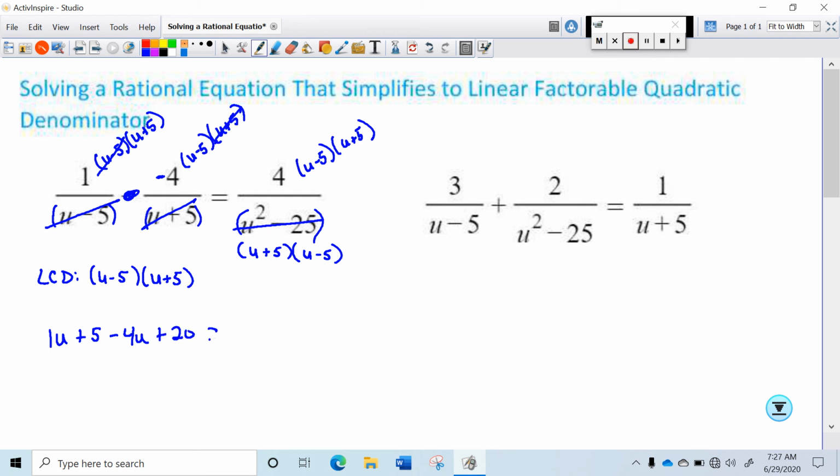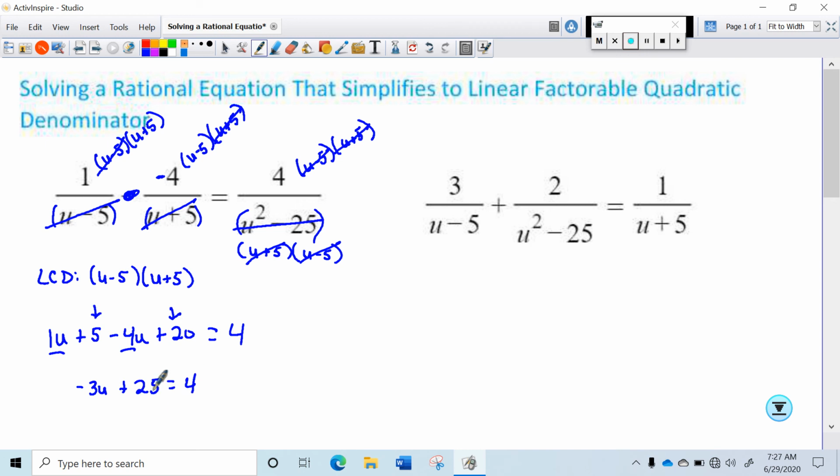Then I have an equal sign. U minus 5 cancels with u minus 5. U plus 5 cancels with u plus 5. So that's just a 4 left there. Okay, so putting my u's in front of the equal sign together, 1 take away 4, I have negative 3u. And then 5 plus 20 is plus 25 equals 4.